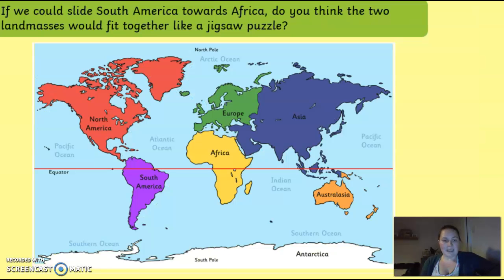So let's have a look at the world map. And if I can direct your attention to this part here, imagine what would happen if we moved this piece of land, Africa, over here to this piece of land, South America. So at the moment it's got Atlantic Ocean between it, but actually, look really closely. Do you think those two pieces could fit together? This bit here kind of slotting into this bit here? What do you think?